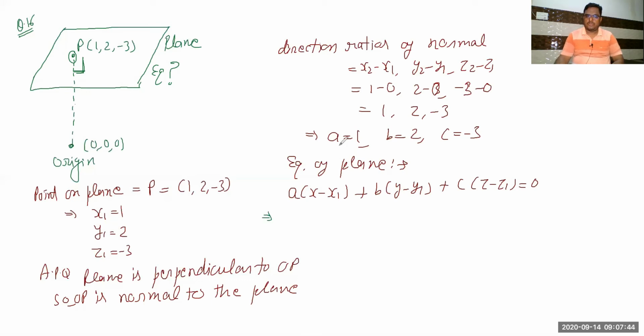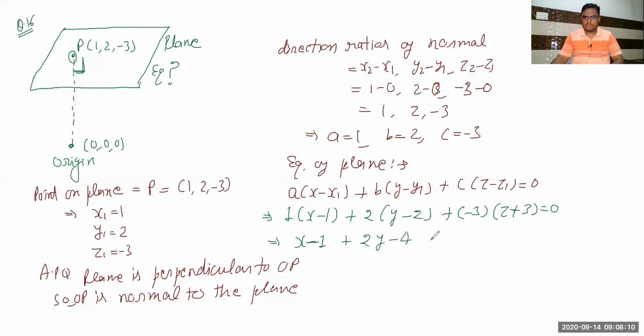What is the value of a? 1. X minus, what is the value of x1? 1. B is 2 and y1 is also 2. C is minus 3. Z minus z1 is minus 3, so plus 3 equal to 0. Let us open the brackets. So x minus 1 same. It will become 2y minus 4. It will become minus 3z plus 9 equal to 0.